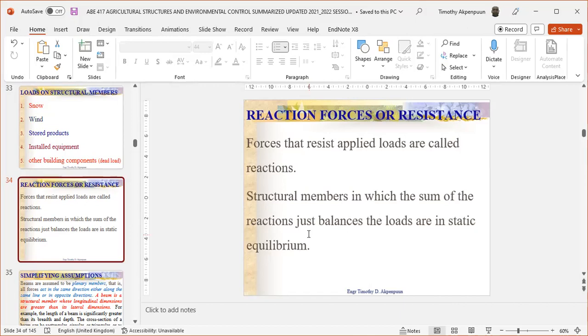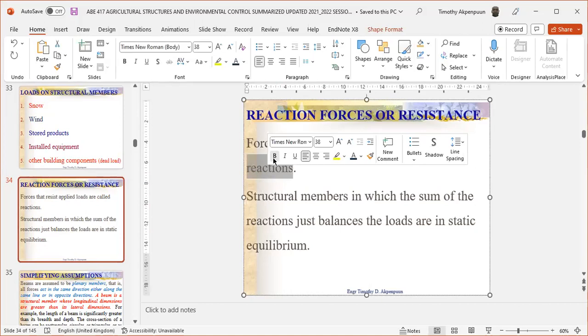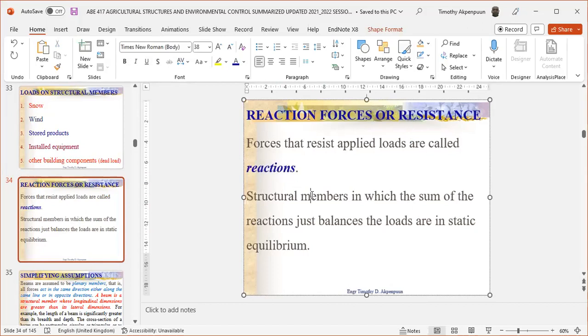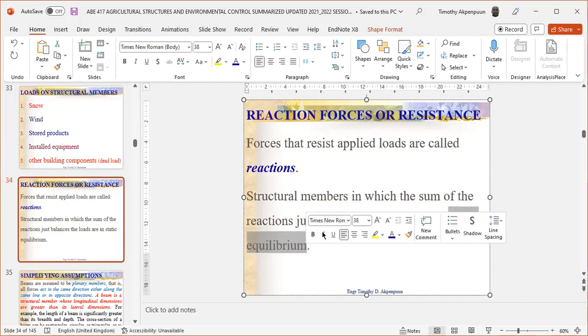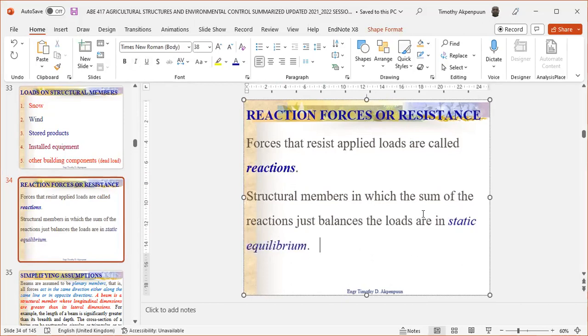Forces that resist applied load are called what? Reactions. You guys should be answering me. They are called reactions. And then structural members in which the sum of reactions just balances the loads are in static equilibrium. Static equilibrium.